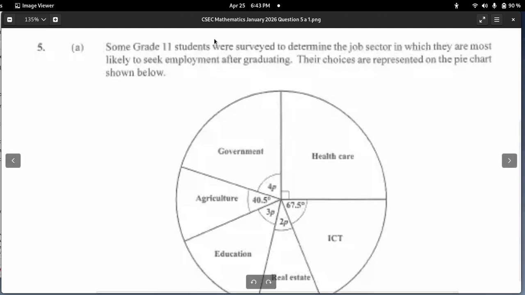Here, it says some grade 11 students were surveyed to determine the job sector in which they are most likely to seek employment after graduating.